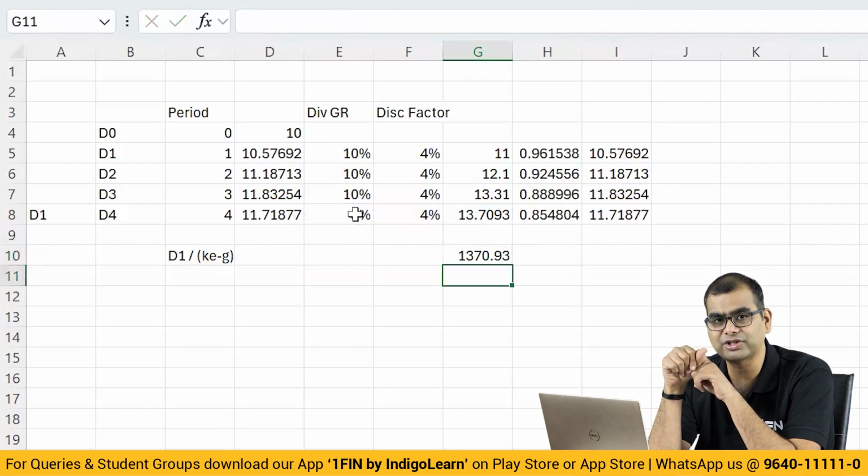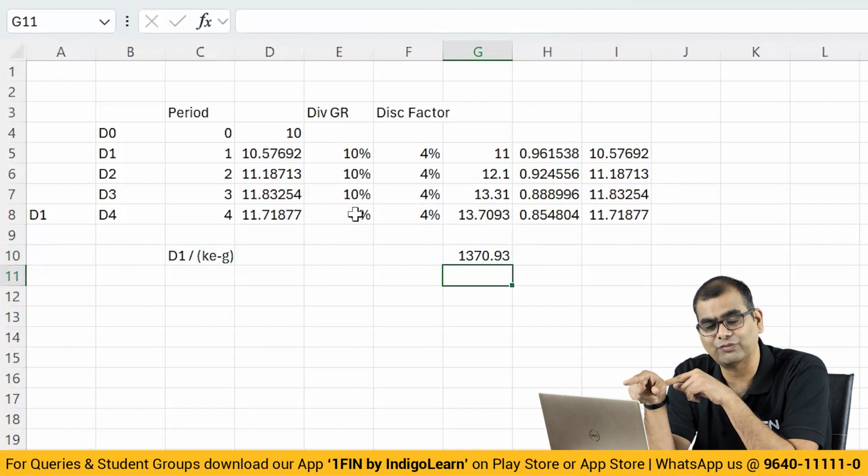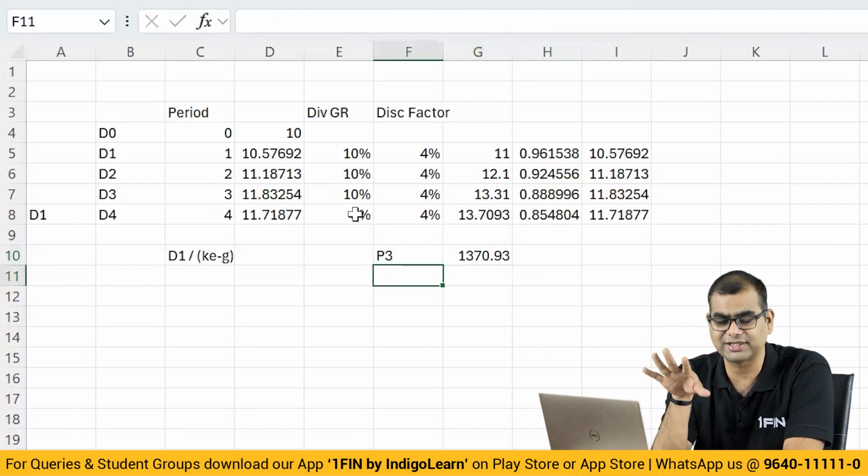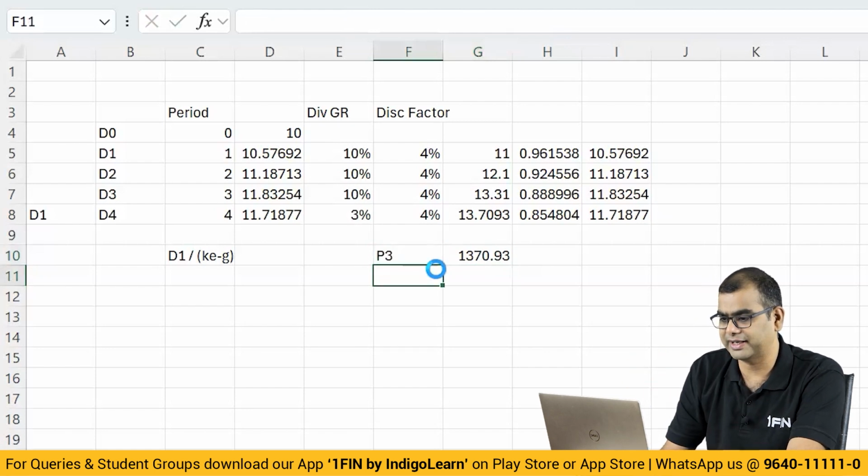But here D0 is what? D1 is fourth year. We have taken fourth year dividend as D1. So, value of share is 1 year prior to that. So, this is P3. This is P3. Did you understand this logic? If not, I will explain again.